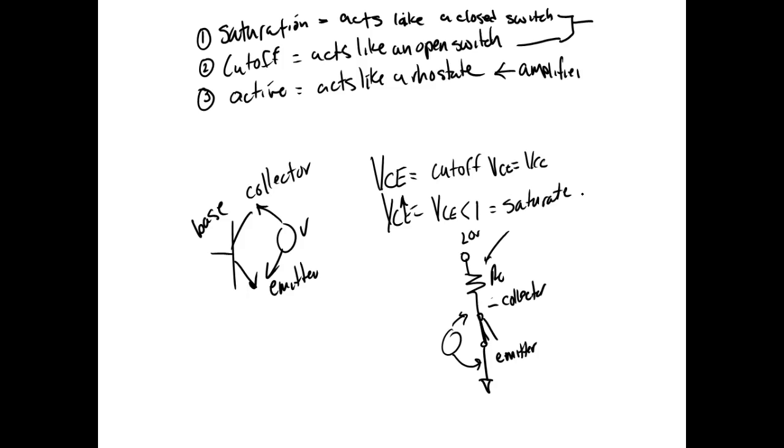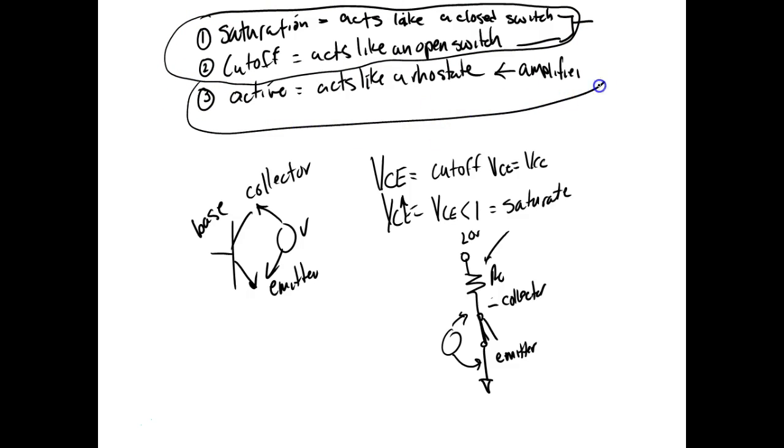So these are the three regions. What we're dealing with right now is these two regions right here. Pretty soon we're going to deal with this region right here, the active region. We use transistors as switches all the time. We use other devices too. It's hard to use a transistor to switch an AC circuit, but we can definitely use a transistor to switch a DC circuit.